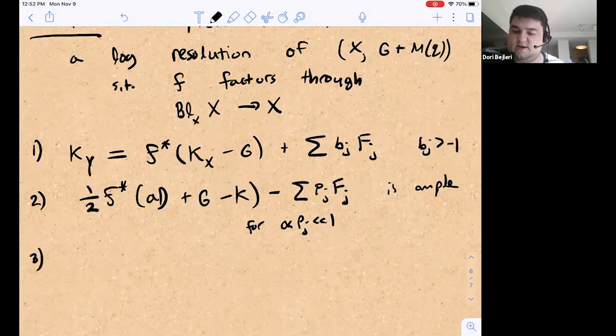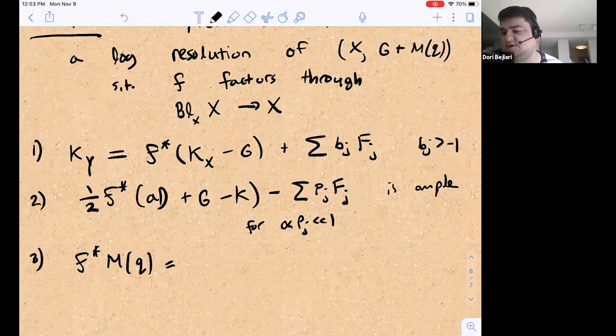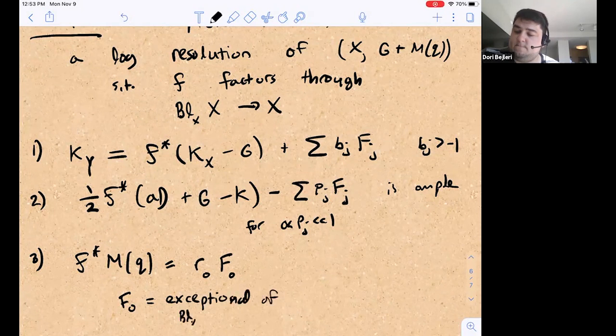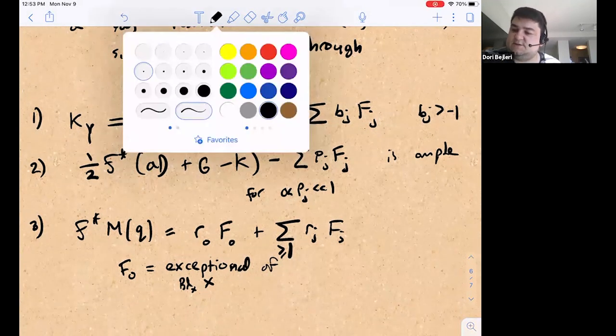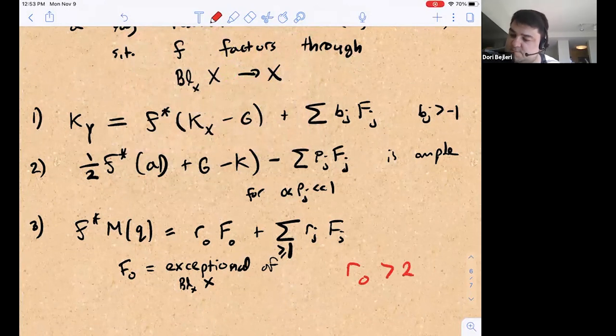And then 3, let's write down f upper star m of q. So it's some normal crossings divisor. Let's index things so that it has one component R0, F0, where F0 is the exceptional of the blowup over X. And then whatever else is left, we'll just call it RJ, FJ, for whatever's left. And so our setup tells us that R0 is greater than 2D, because we picked our M of Q with this condition.